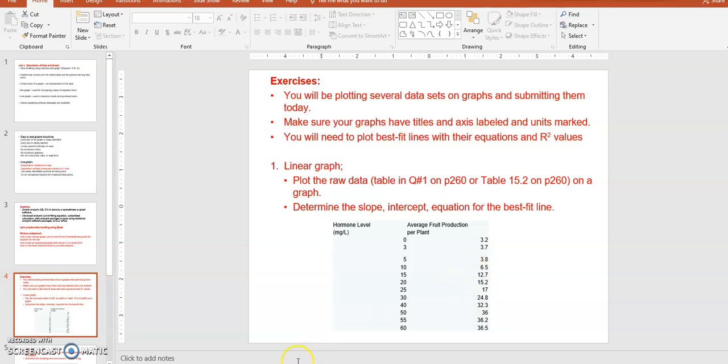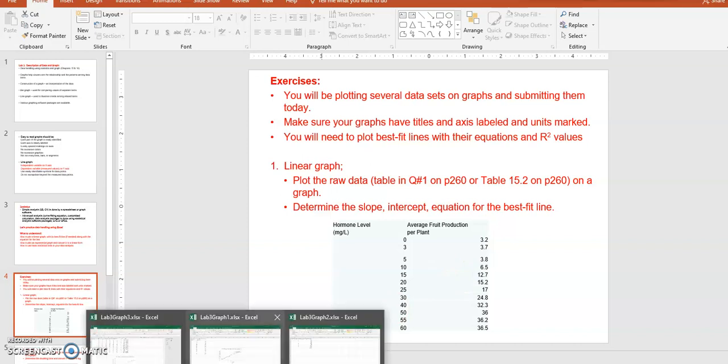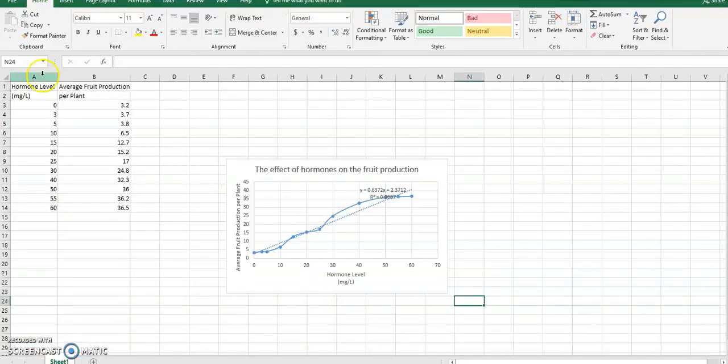So let's practice that. I pre-plotted that in an Excel file, with the same data set. You can open Excel on your computer and enter those values in the first 2 columns. The first column, you can label as hormone level, milligram per mil, and enter the values from 0 to 60 from the table. In the next column, column B, you enter the fruit production level, from 3.2 all the way up to 36.5. Those are the values given in your PowerPoint slide.